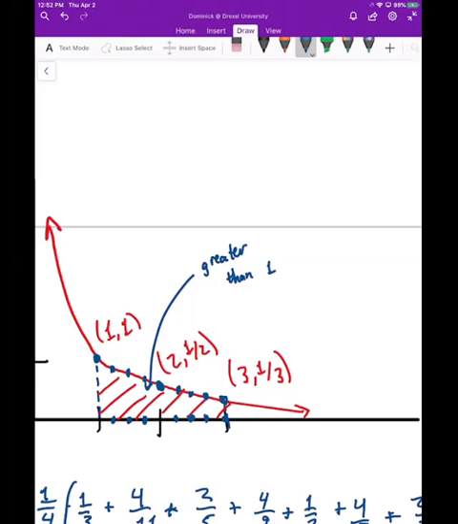And I want them all to fit inside this time instead of going over, because I want to show that the area of the red region is bigger than my rectangles. So I want to have rectangles that sort of look like this, right?